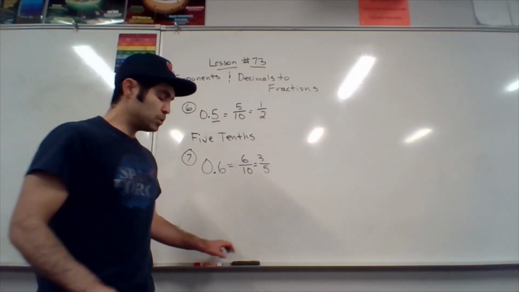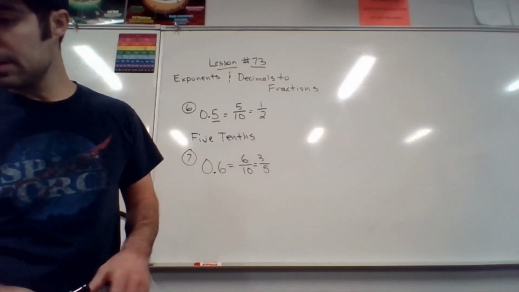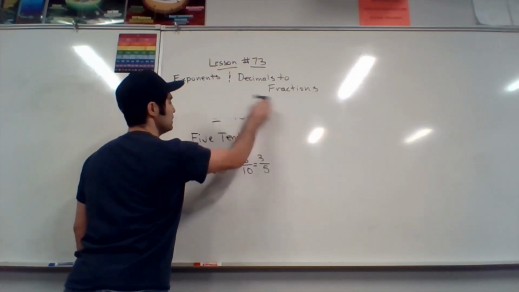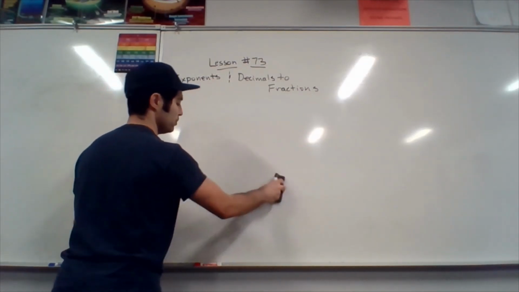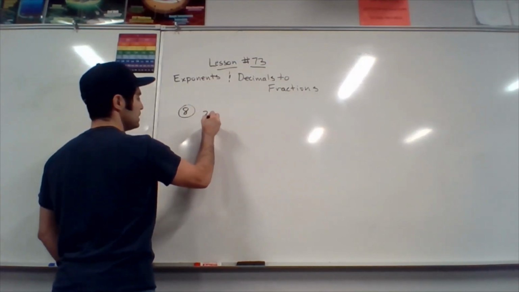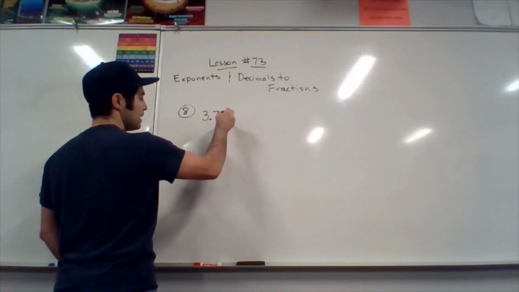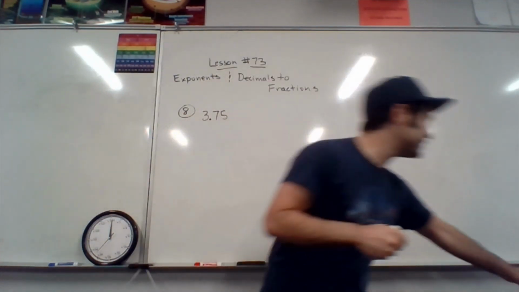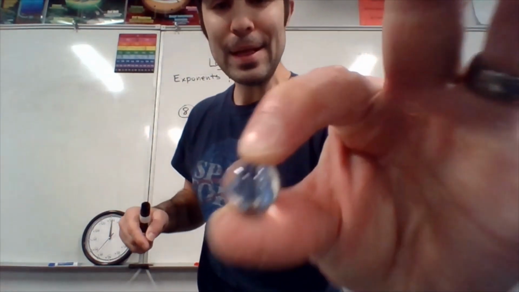All right, let's move on to our next problem, which is if you have a mixed number that is a decimal. What do I mean by that? Well, let's say you have 3.75. "Mr. Mizzou, you said point." Good job. I'm proud of you. Here's a marble.